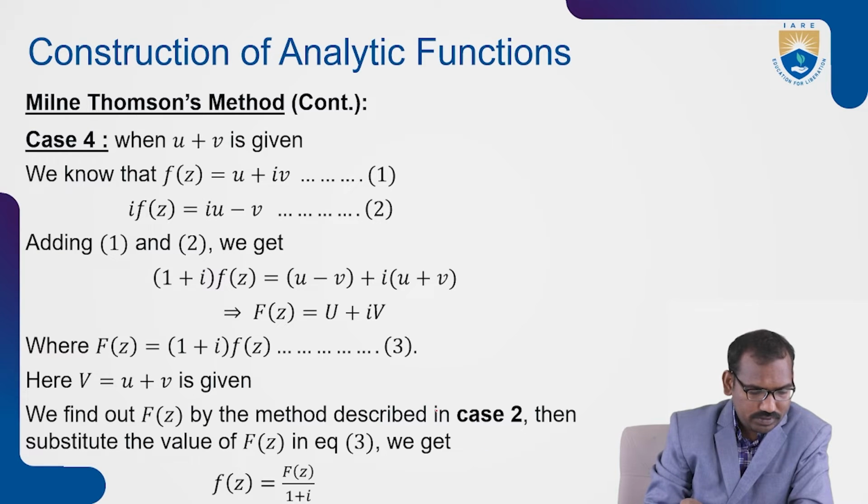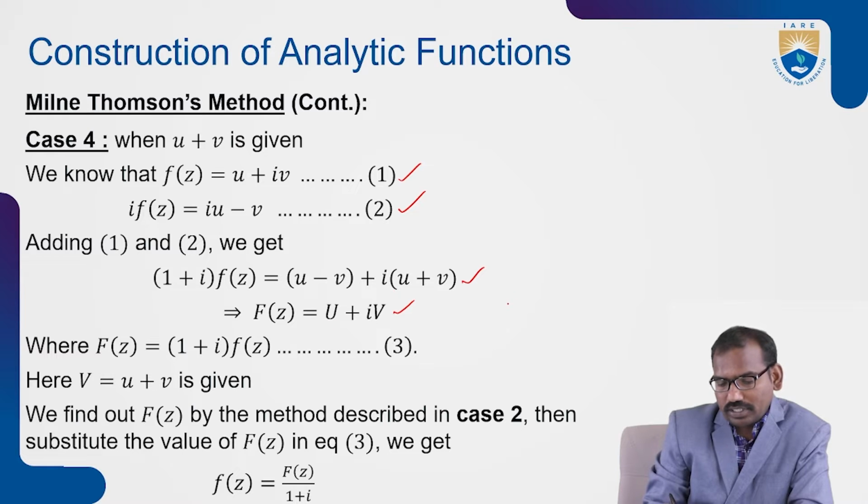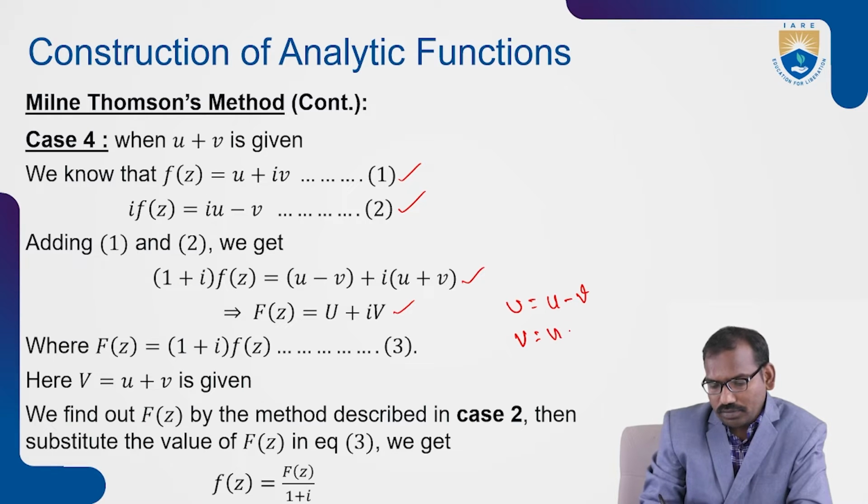Next one is case 4. In case 4, it is given that u plus v is given. The same procedure I am applying here also. In that case, equation 1 is defined like this, equation 2 is i times f of z, and we add both equations 1 and 2. We will have this expression. Same procedure. Here capital U is u minus v, and capital V is u plus v.